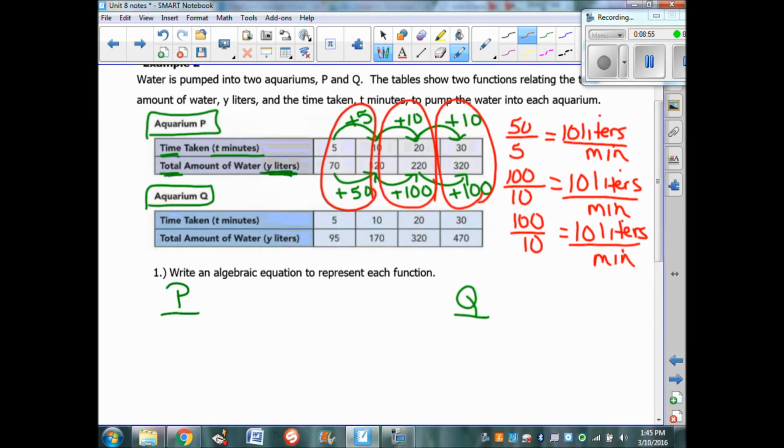Okay, so we know the slope for aquarium P. So we know it's linear, so we know it's y equals mx plus b. Right now, we just found the slope, but we don't know the y-intercept. We don't know how much it started with. So we got to do some figuring there to find out the b.